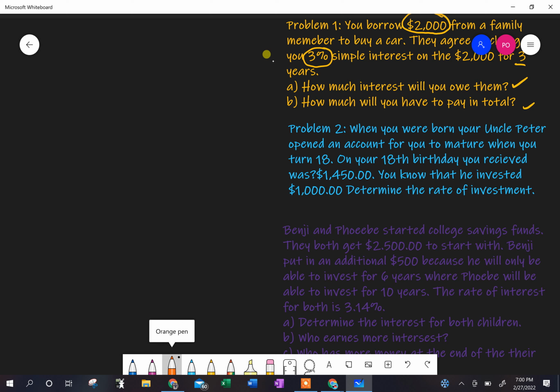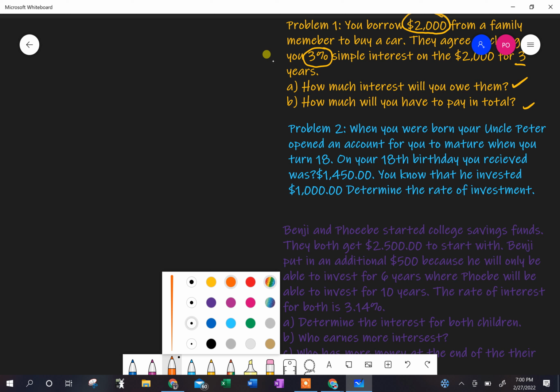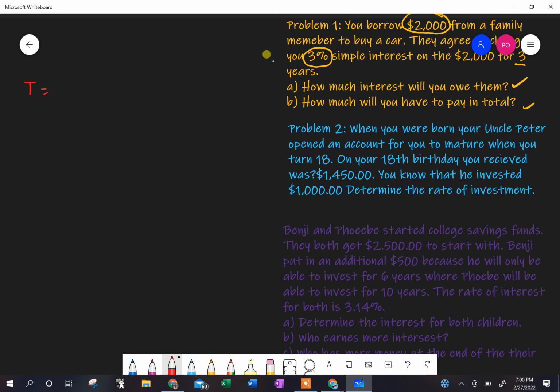Let's try it in red. All right, problem number 2. When you were born, your Uncle Peter opened an account for you to mature when you turn 18. On your 18th birthday, you received $1,450. You know that he invested $1,000. Determine the rate of investment.